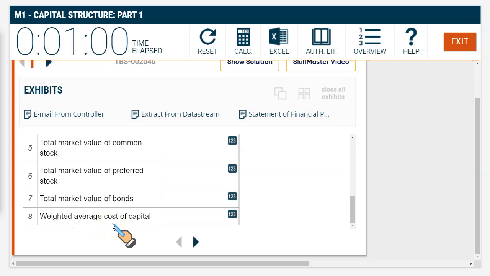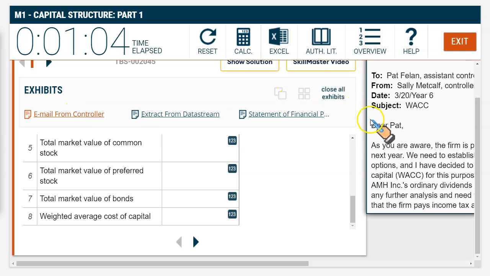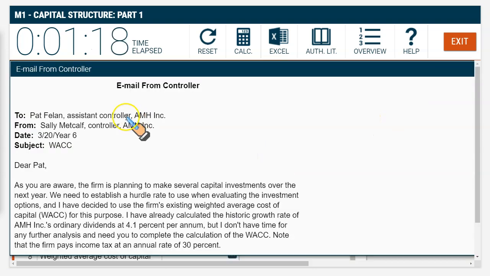It is always advisable to just have a quick overview of what has been given. This is the email from the controller. Let's see what he says. "Dear Pat, as you are aware, the firm is planning to make several capital investments over the next year. We need to establish a hurdle rate to use when evaluating the investment options, and I have decided to use the firm's existing weighted average cost of capital for this purpose."